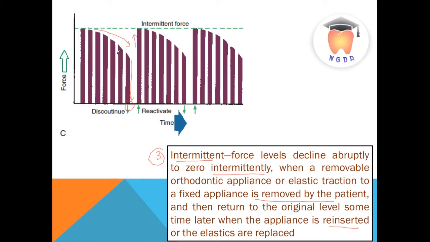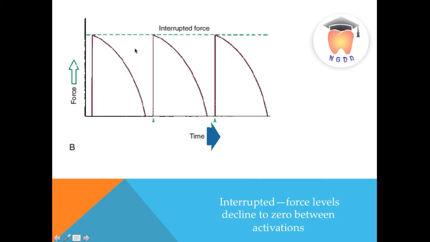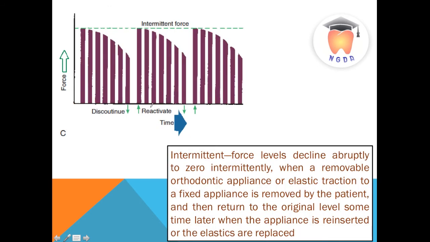If we see the difference between the interrupted and the intermittent force, in interrupted there is a gradual decline to zero, whereas here there is an abrupt zero force when the patient removes the appliance. There is a gradual decrease but not to zero, and when the patient removes the appliance it abruptly comes to zero. So that is the difference.